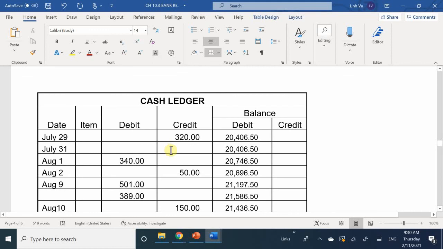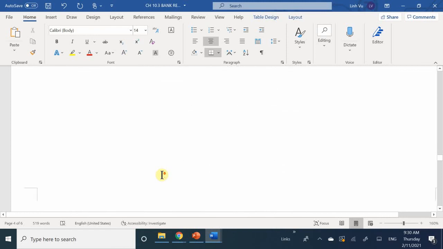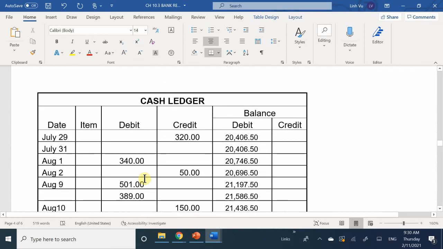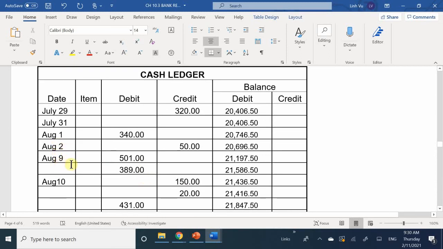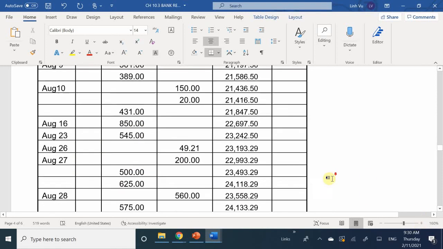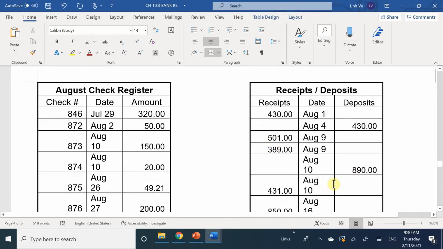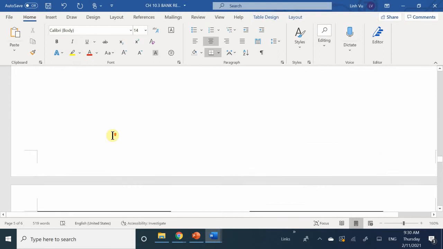What happened on August 2nd? We wrote a check for $50. Is that true? Yes. Okay. What else has happened here? On August 5th, we received $501 and $388. So we must have deposited that money. So let's see. Did we deposit that? Yes. 501 and 388 for 890. Yes. Perfect. Okay, so it's there.